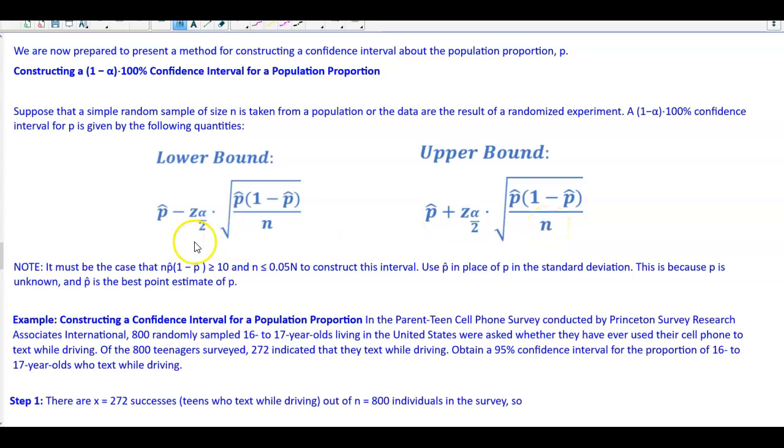over n. Now note, it must be the case that n times the point estimate times 1 minus the point estimate must be greater than or equal to 10, and n, or the sample size, must be less than or equal to 5% of the population to construct this interval. We're going to use the point estimate, p hat, in place of p in the standard deviation. This is because p is unknown, and the point estimate is the best point estimate of p.